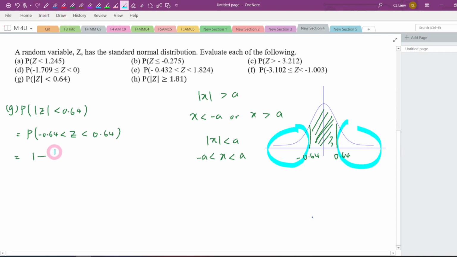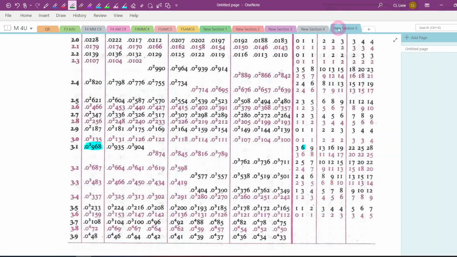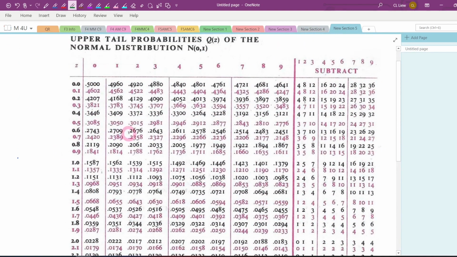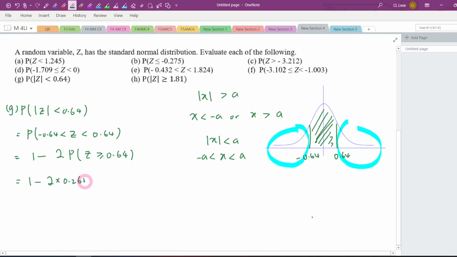Now here will be greater than or equal to 0.64, but I have 2 times because this part and this part are exactly the same. That's why I times 2. Now try to get the answer from the table. 0.64, which is over here. So this one, just get it from here. 0.64, 2611. Okay, the answer is 0.4778.